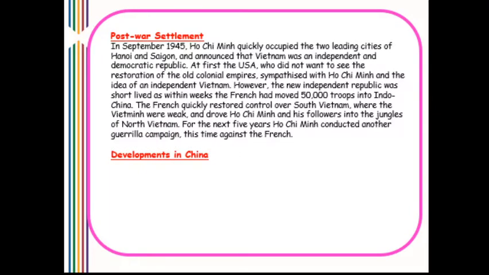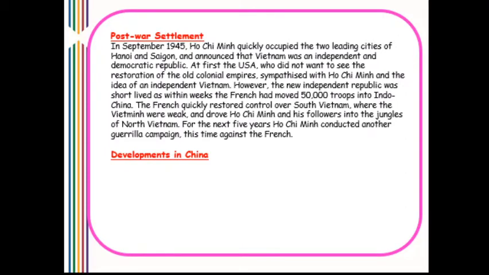So, post-war settlements. In September 1945, Ho Chi Minh quickly occupied the two leading cities of Hanoi and Saigon and announced that Vietnam was an independent and democratic republic. At first, the USA, who did not want to see the restoration of the old colonial empires, sympathised with Ho Chi Minh and the idea of an independent Vietnam.